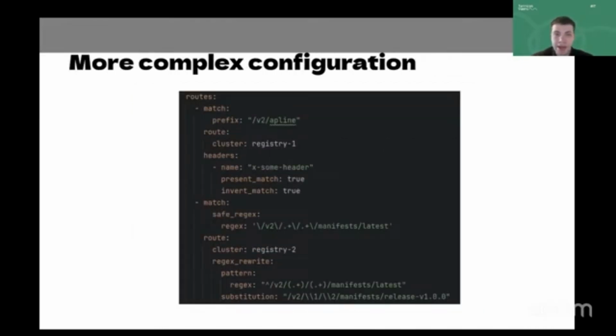You might have more complex needs related to traffic management. For example, you might want to route requests with a specific header or route requests by using a regular expression instead of a prefix, and so on. All of these and even more can be easily done with the Envoy routing. As in the second example on the slide, Envoy will replace all requests to latest tags with the request to a specific version of an image. In our case, it's release version 1.